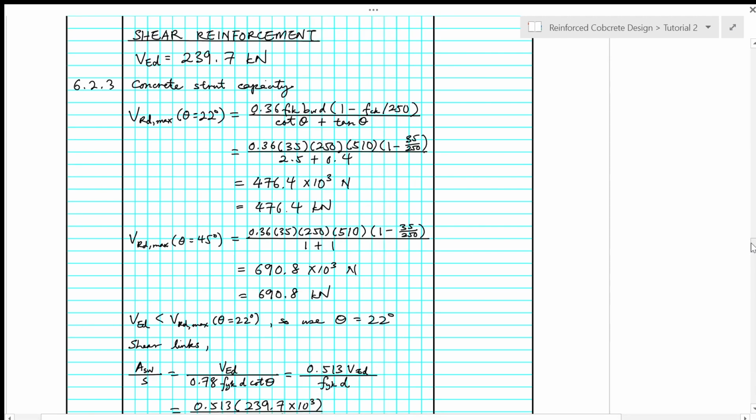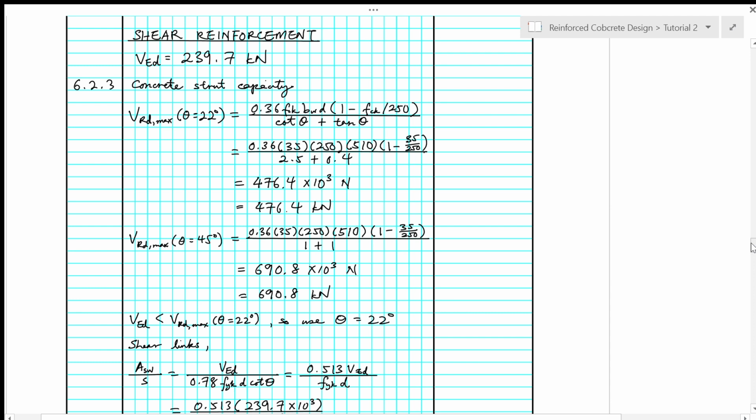And then for shear reinforcement, the design shear force at both ends of the beam, the maximum shear force, is 239.7 kilonewton. So we use this as the maximum design shear force for the beam design.